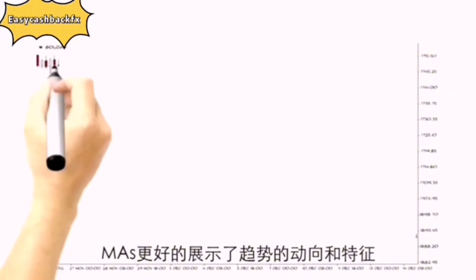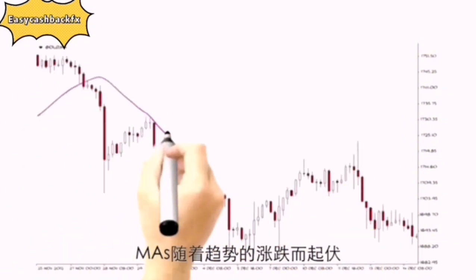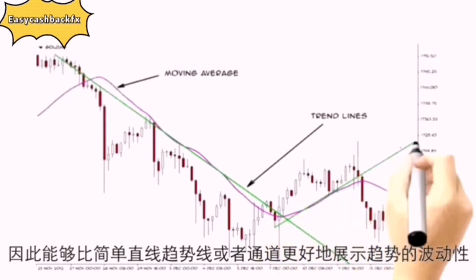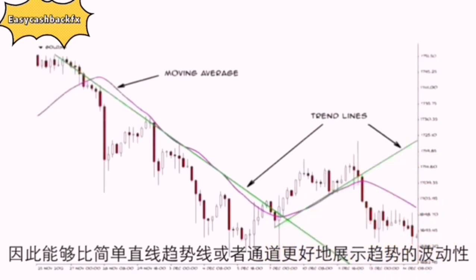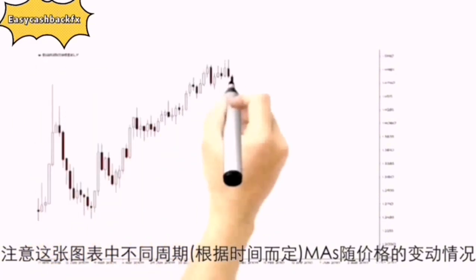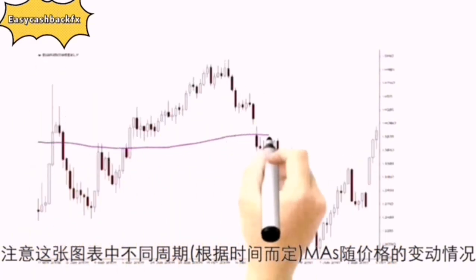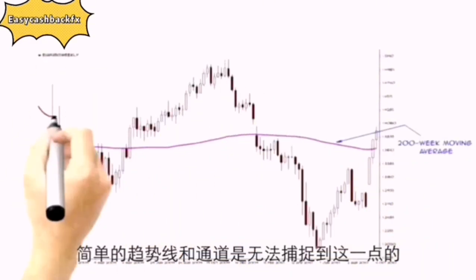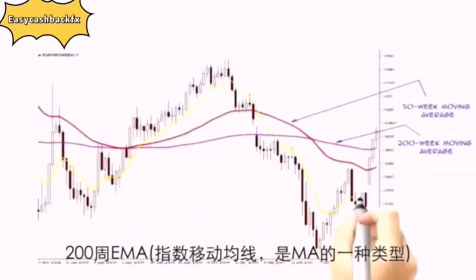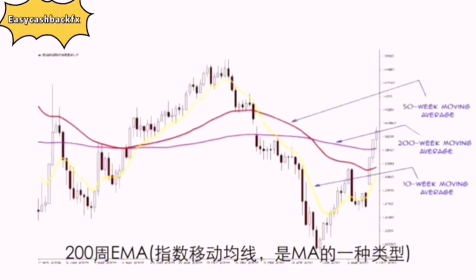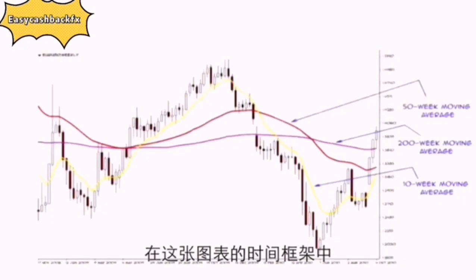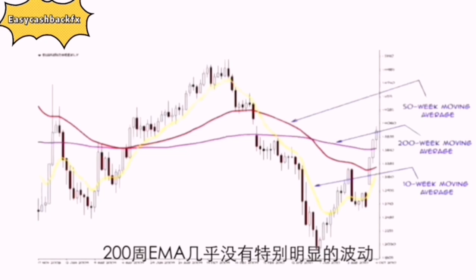Moving averages are better at showing movement and character of trend. They follow the general up and down gyrations of the actual trend and so show a trend's volatility better than the straight lines of simple trend lines or channels. For example, note how the moving averages on this chart move to varying degrees, depending on their duration with price. Simple or channel trend lines can't capture that. Notice also how the 200-week EMA, a type of moving average discussed below, highlights how despite the gyrations in price over the duration of the chart, price has in fact changed little.